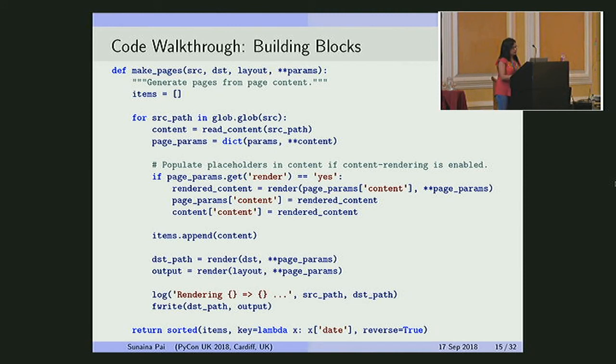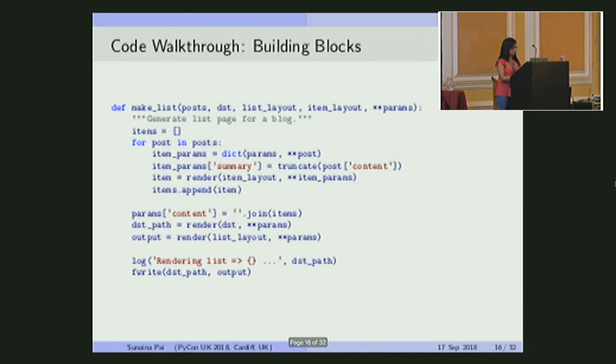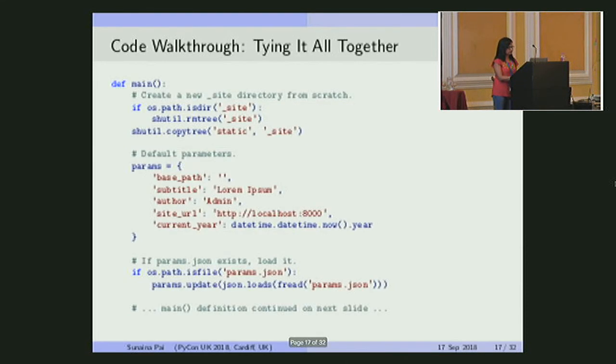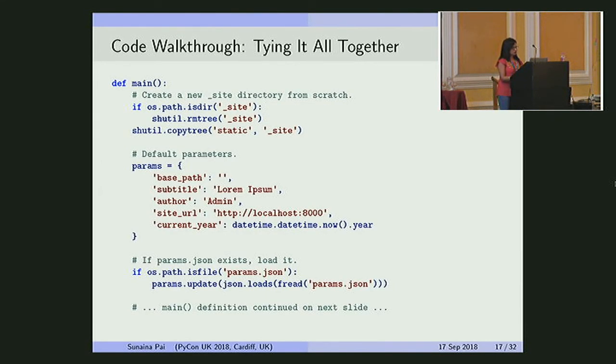Then there is the make pages function that is going to create your site pages like about, index.html or your blog posts. And the make list function is going to generate the blog listing for you. Let us see what the main function does.